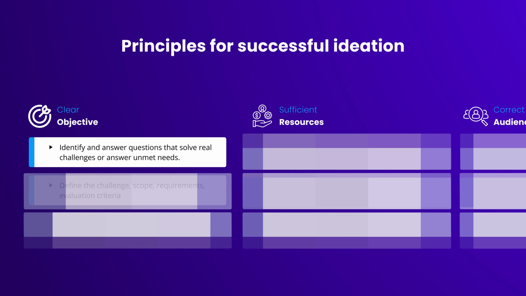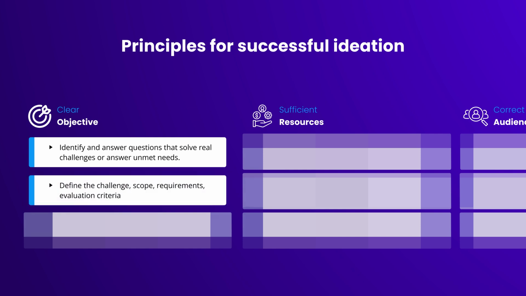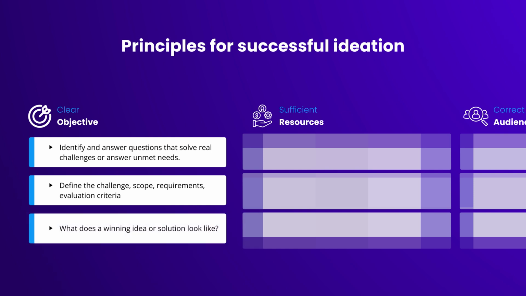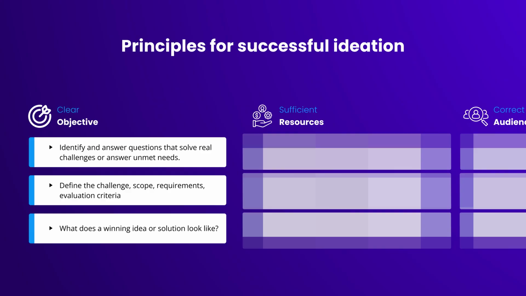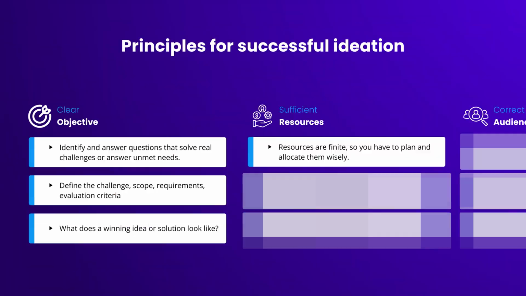In this stage, you need to define the challenge and its scope and requirements, as well as the criteria by which you will evaluate ideas. What does a winning idea or solution look like? When communicating the objectives, scope, and evaluation criteria of your ideation activities and calls for ideas, you want to be sufficiently specific to improve the relevance and quality of submitted ideas, yet not overly narrow as to discourage creativity and participation.